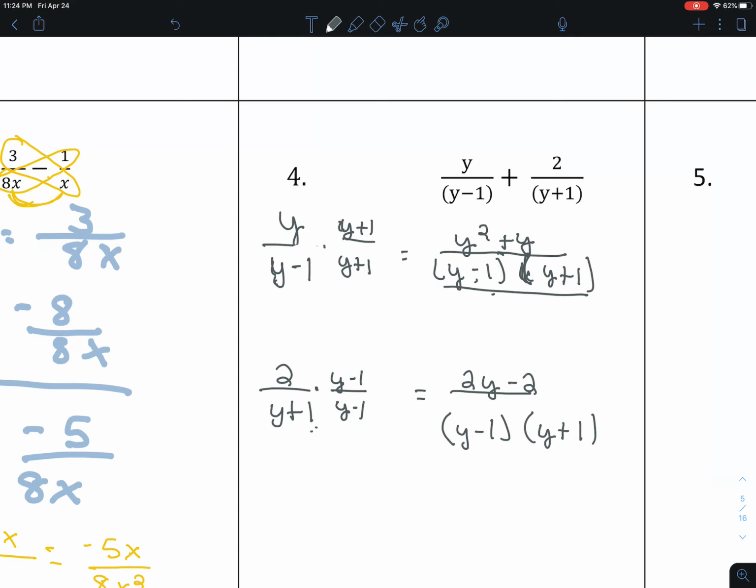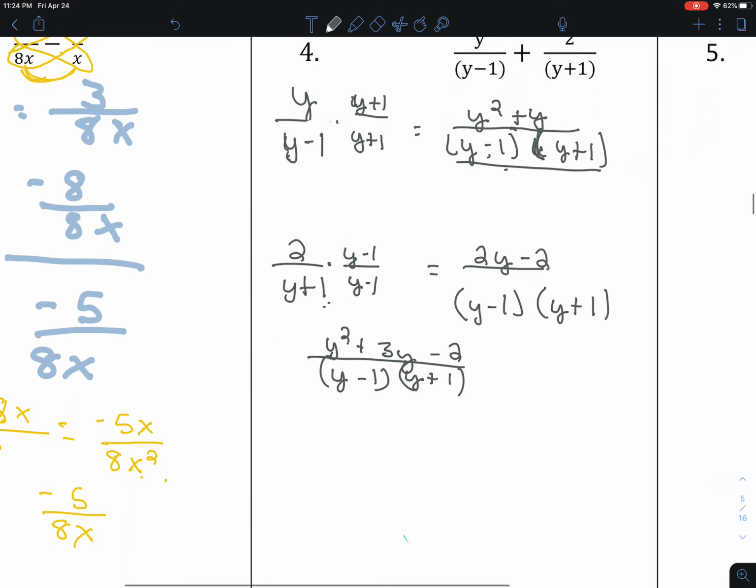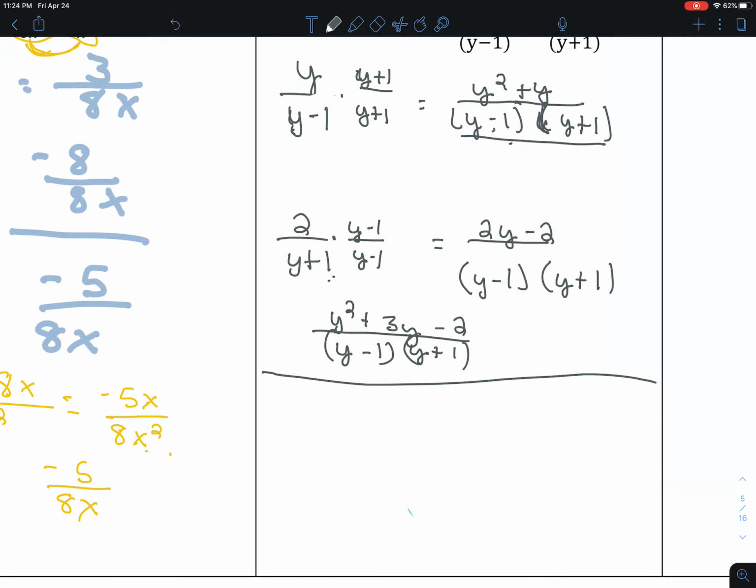Now that we have the same denominator, we're going to combine numerators, so that'll be y squared plus 3y minus 2, and then this remains the same. Notice I am not multiplying those two together. It's not necessary. All right, so let's use the alternate method to do it.